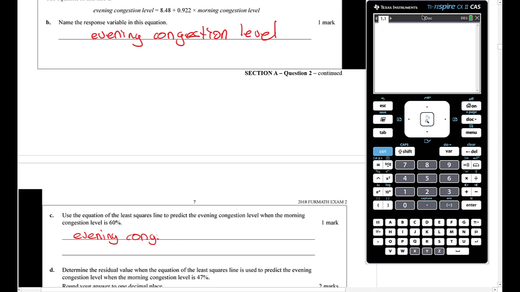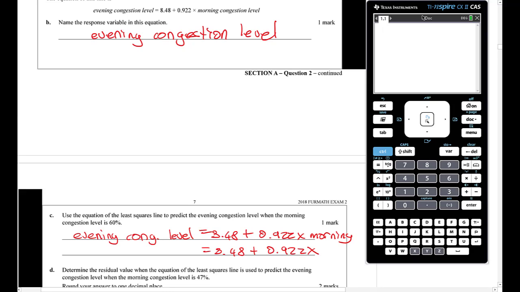I'm going to put it like that. I'm just being a little bit lazy to write it all out. Equals, and we look up at our equation up the top here. So that equation up here is going to be 8.48 plus 0.922 times the morning congestion level. I'm running out of room there, so I'm not going to write it out.